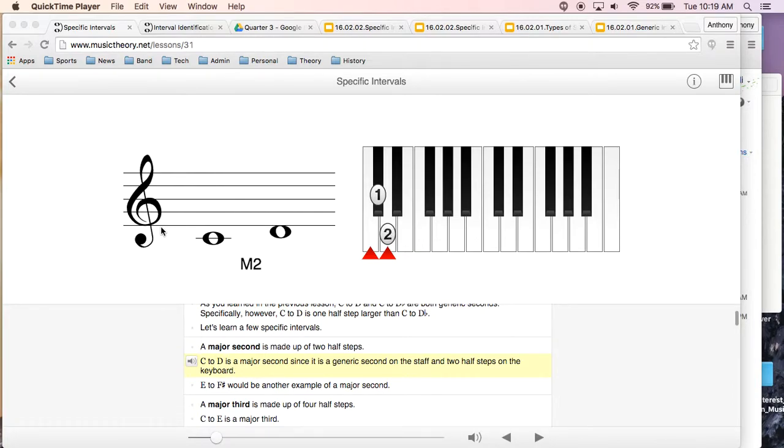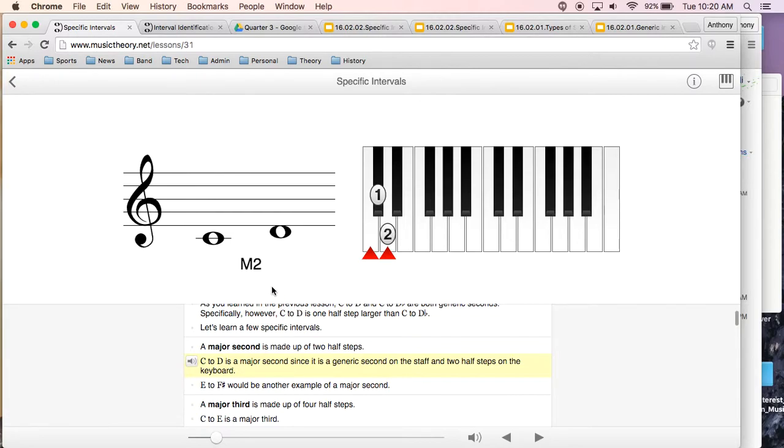Okay, so now we are going to have to figure out how to measure intervals from one note to the next. So what we're going to do is look at this tutorial on musictheory.net, which basically shows us how many half steps it is from one interval to another in a major scale. And if we know this, then we can start to figure out other intervals.